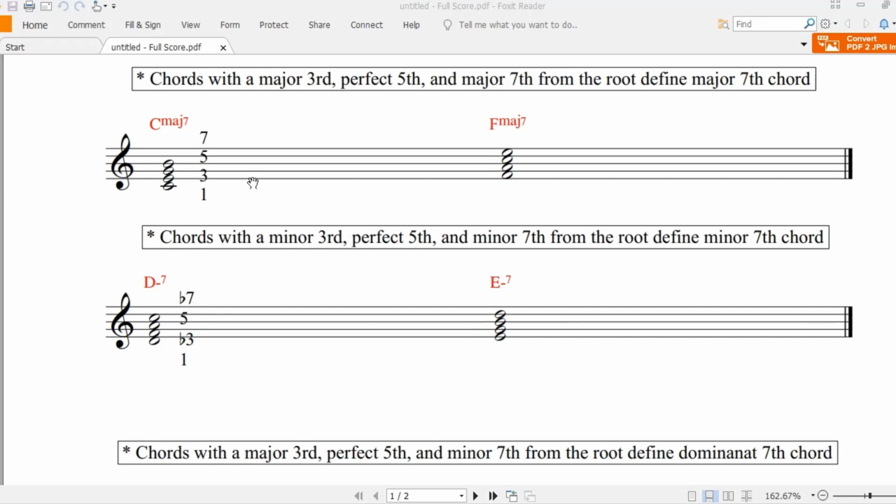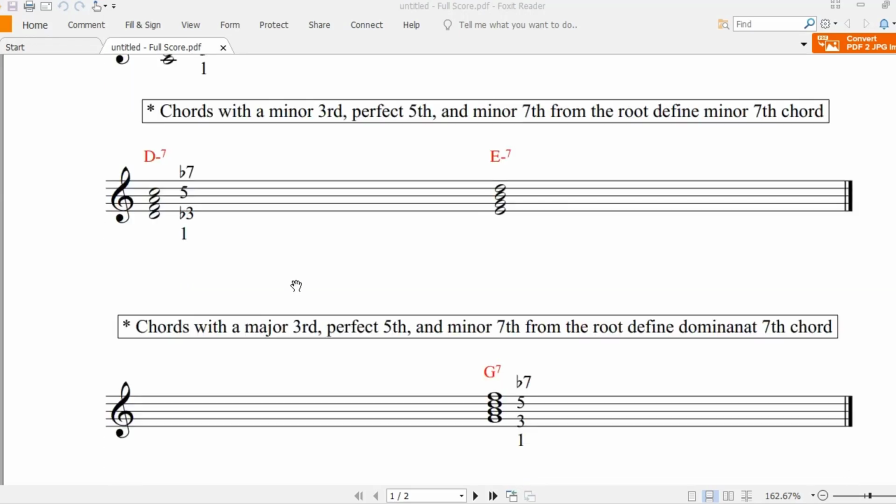So the formula here is very simple. If we have a major triad with a major seventh interval, we will get a major seventh chord. But if we have a minor triad, like here D minor triad, with a minor seventh above this triad, we will get a minor seventh chord.